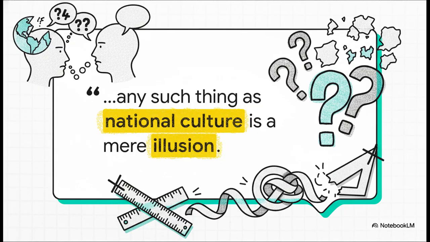We're going to end on this really powerful and provocative thought from Brendan McSweeney, one of Hofstede's biggest critics. He said that any such thing as national culture is a mere illusion. Wow. So, what do you think? Are models like Hofstede's a useful, if imperfect, way to understand the world? Or are they just creating neat stereotypes that aren't really true? That's a fantastic question to think about.